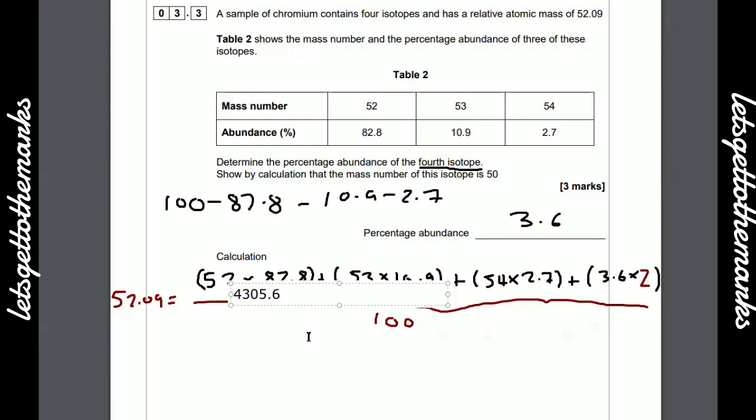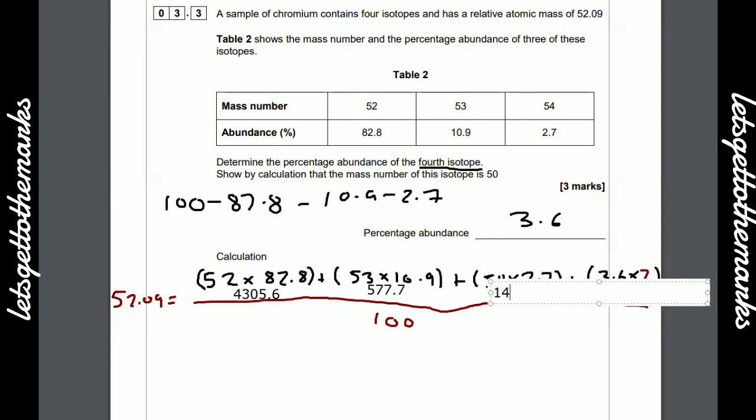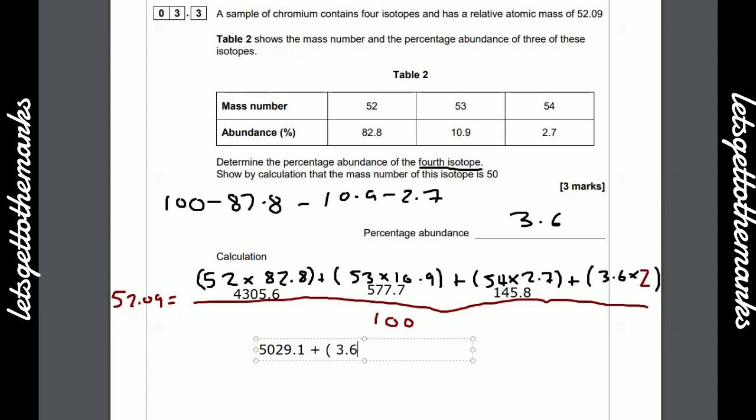So I've got 52 times 82.8, that's 4,305.6 on my calculator. And then I've got 53 times 10.9 is 577.7. And then I've got 54 times 2.7 is 145.8. So I can add that all together and write a more simplified, neater version, which will be 5,029.1 plus 3.6 times Z. And that is equal to 52.09 divided by 100 for the 5,029.1 and the 3.6 times Z. We're not dividing the 52.09 by 100.